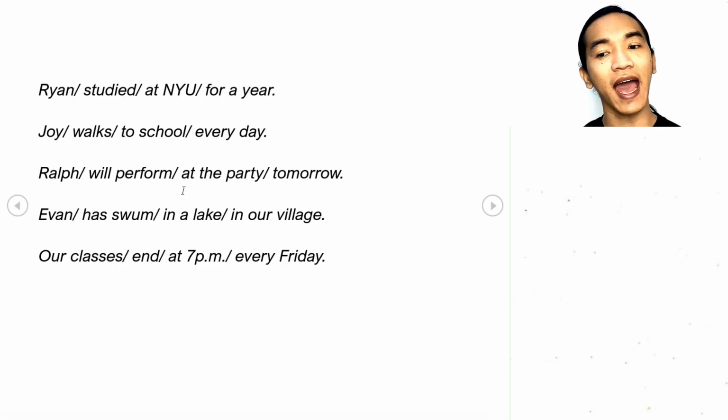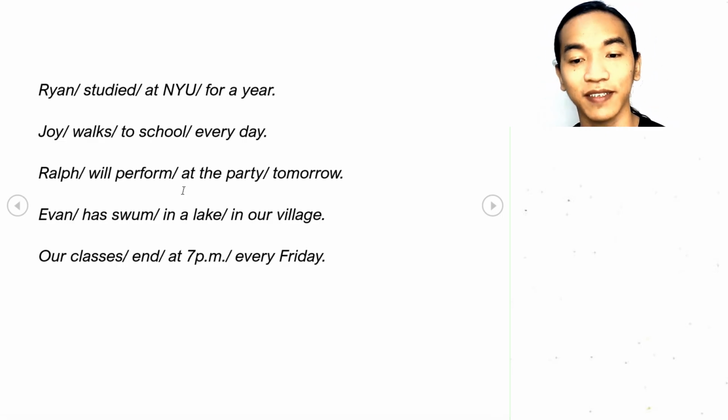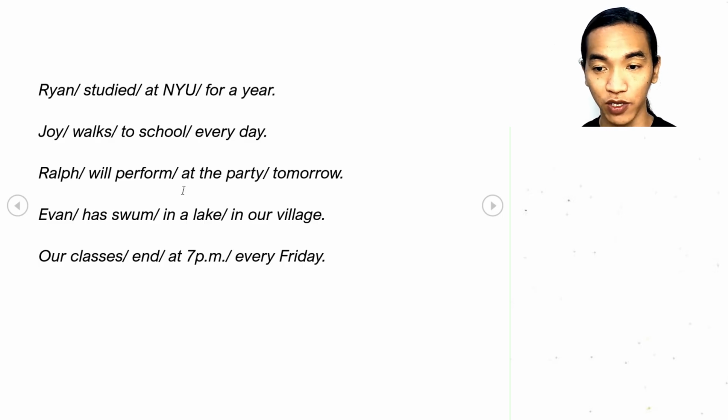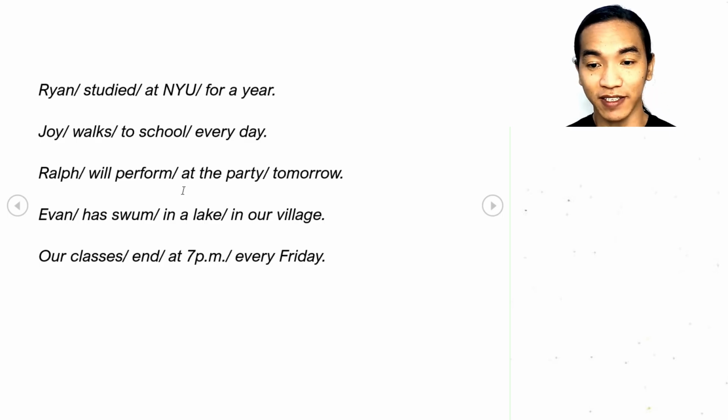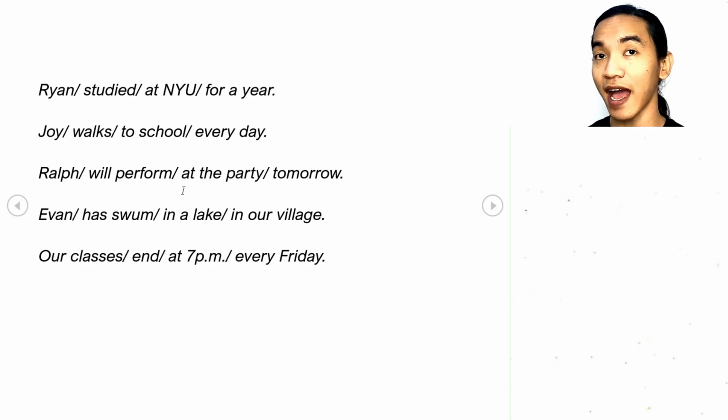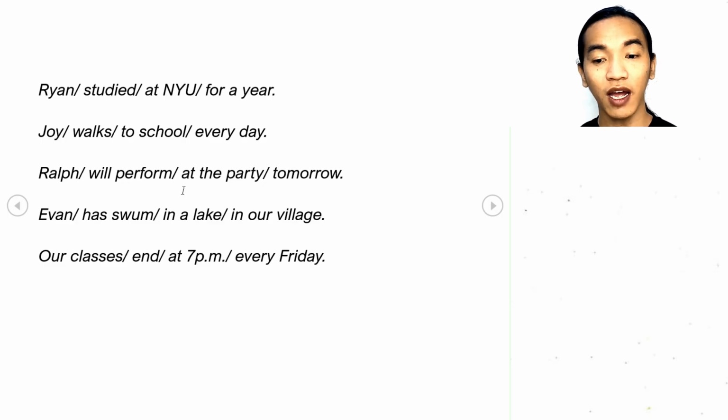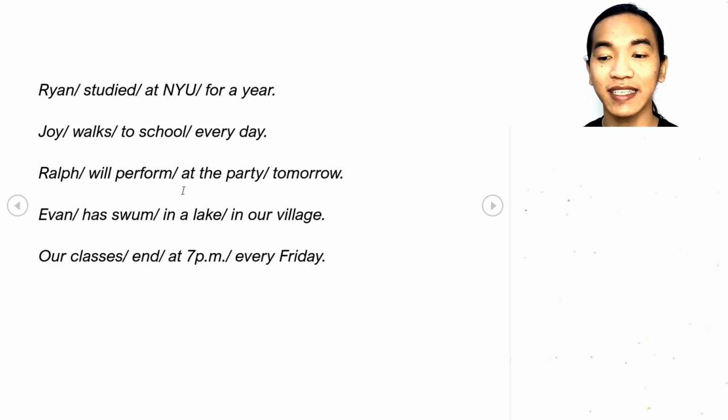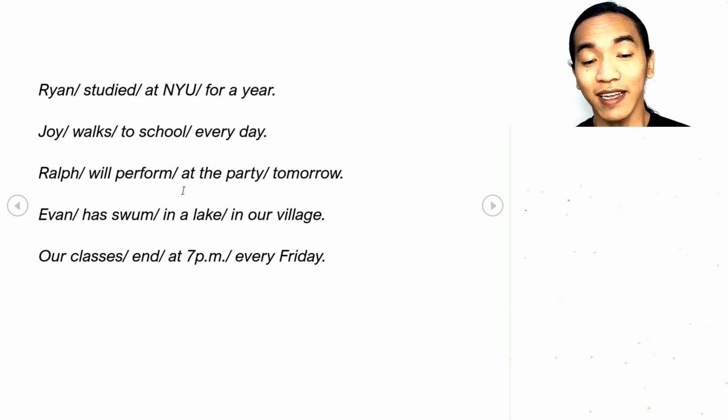Ryan studied at NYU for a year. Okay, your adjunct at NYU, another adjunct is for a year. Joy walks to school every day. Next one, Wolf will perform at the party tomorrow. Next, Ivan has swum in a lake in our village. Lastly, our classes end at 7 p.m. every Friday. Okay? So as you can see, the tenses of verbs are also being applied, be it past, present, or future. Then we can still use the sentence pattern.